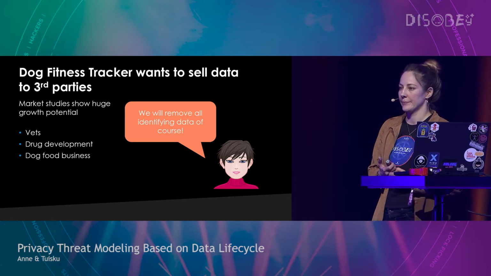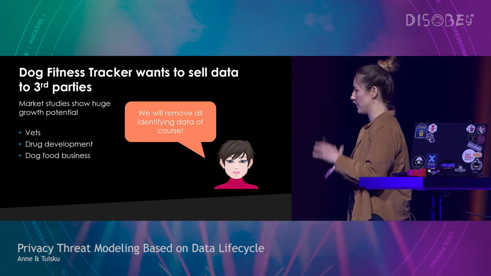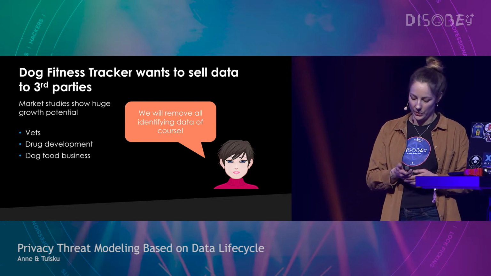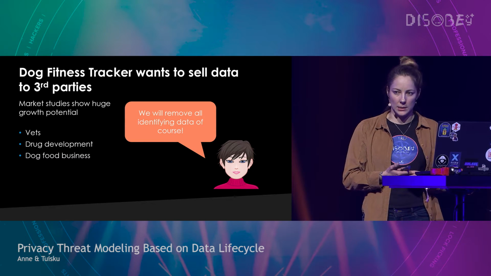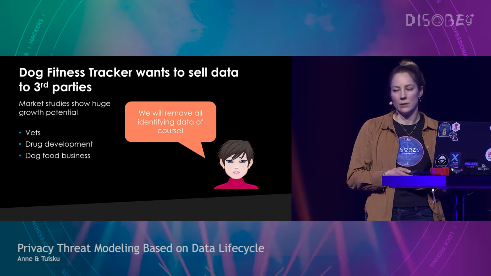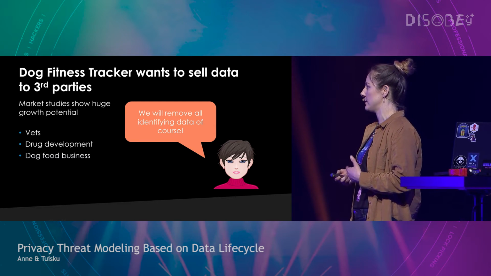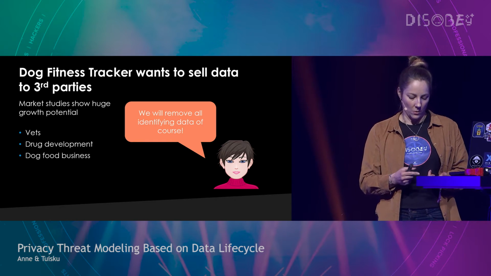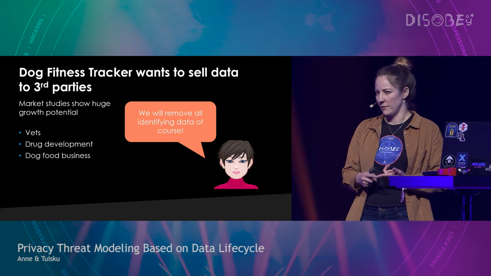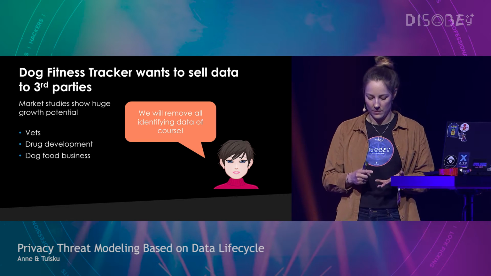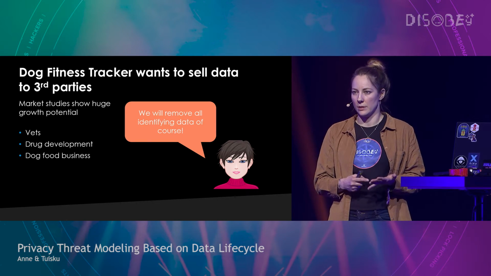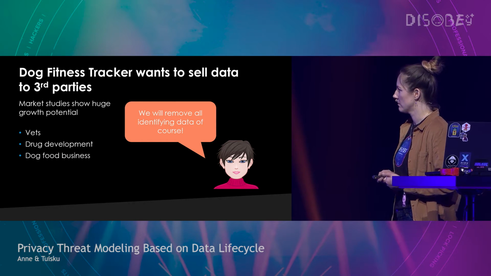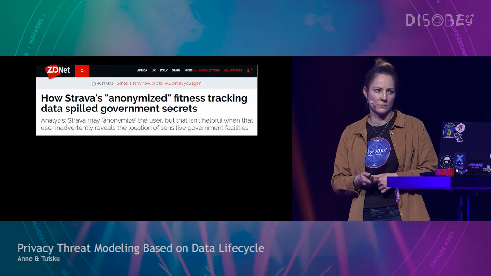So here is the case. Let's say a company has all this data, lots of very good data, and they want to sell it. That's a pretty common use case. And they think they're going to remove all the identifying data so that it's anonymous and safe to sell. So they are going to go with removing the device ID, name, address, email address, phone number. OK, but is that enough?